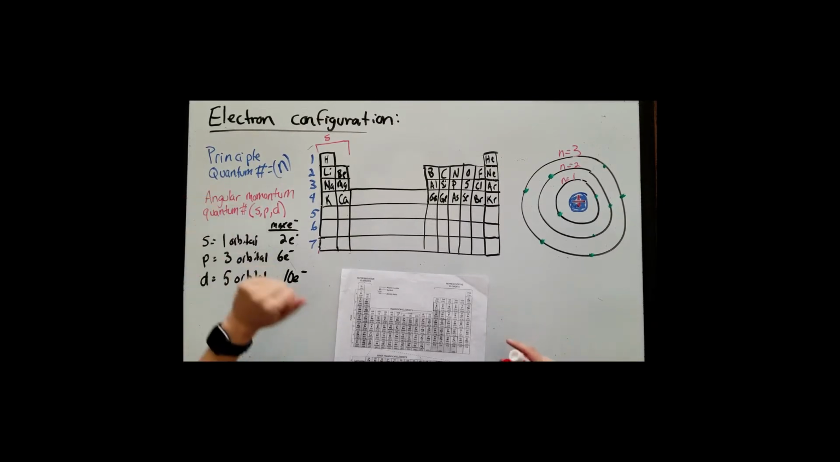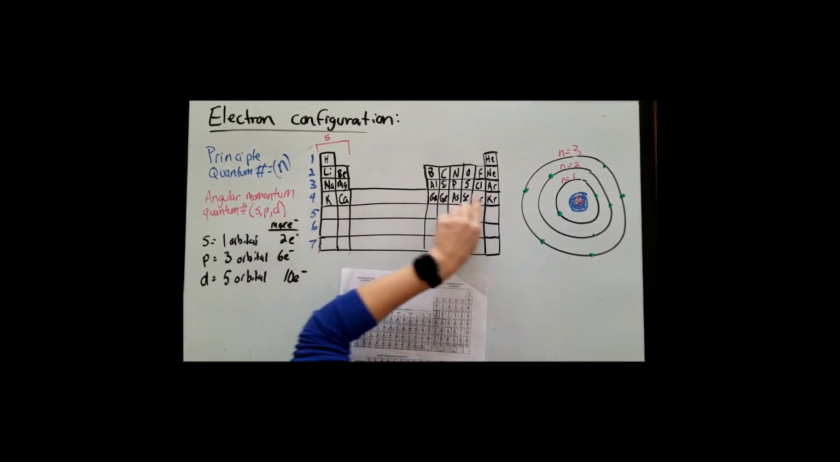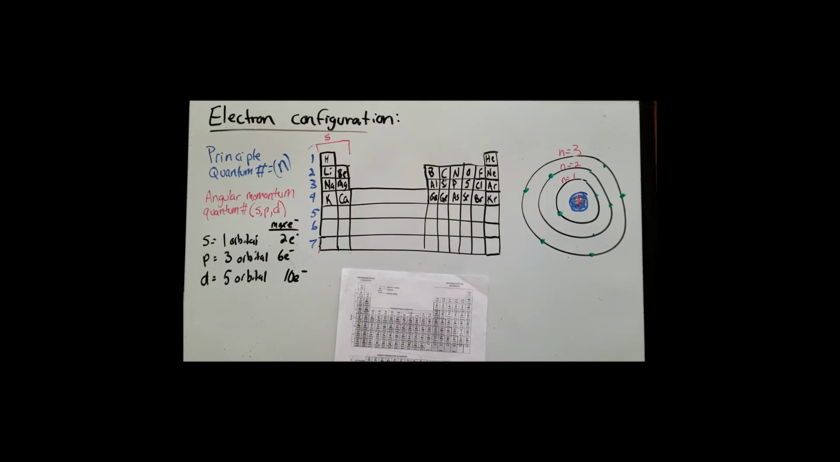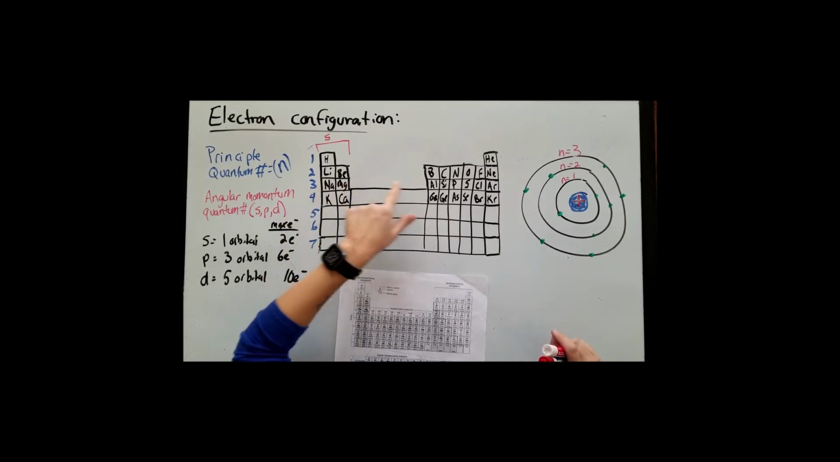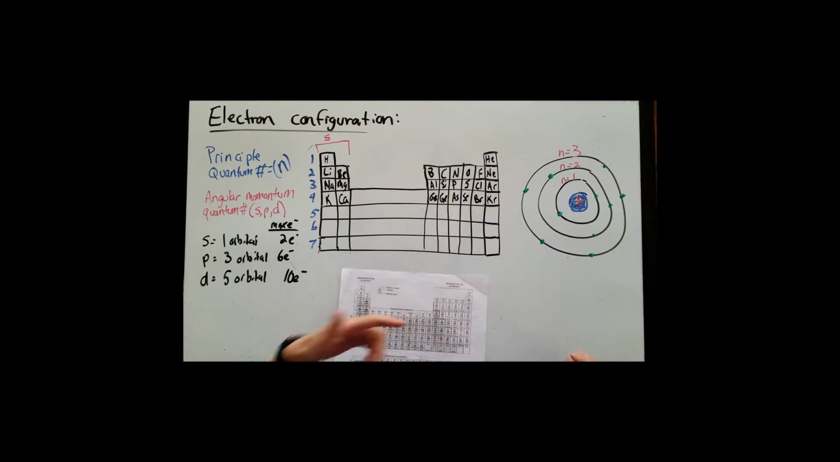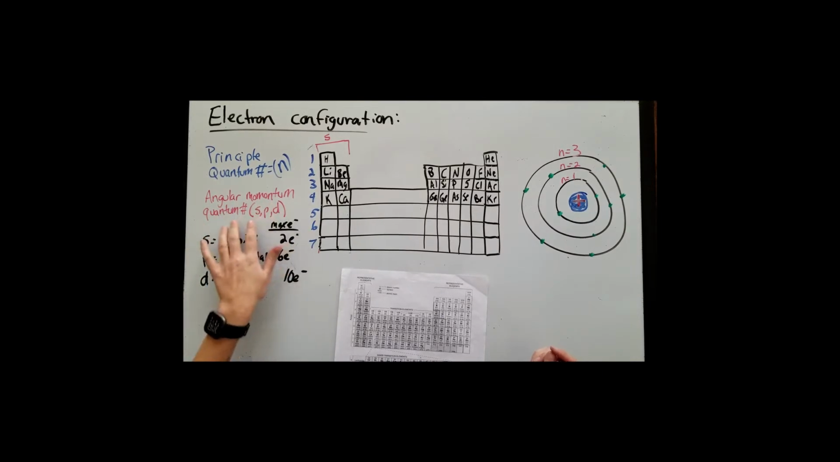The principal quantum number just gives us the period to look in, but we need to narrow it down further. If we're talking about period 3, we have 1, 2, 3, 4, 5, 6, 7, 8, so 8 different elements to choose from. We need to narrow that down further. That's what the angular momentum quantum number is going to do for us. It isn't represented by a number, it's represented by letters instead: S, P, and D.